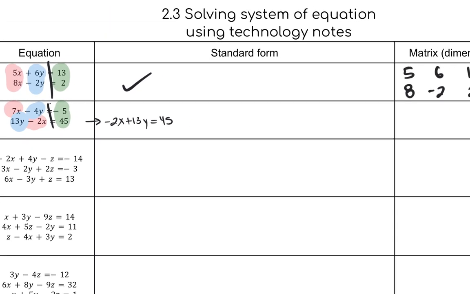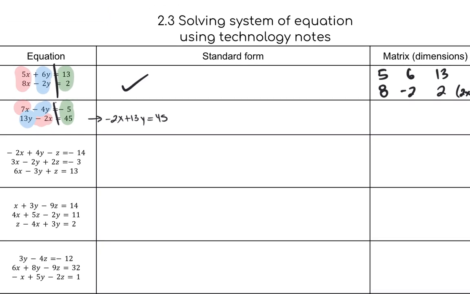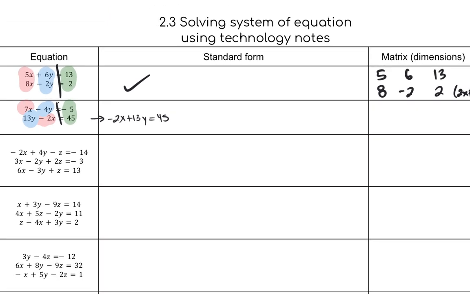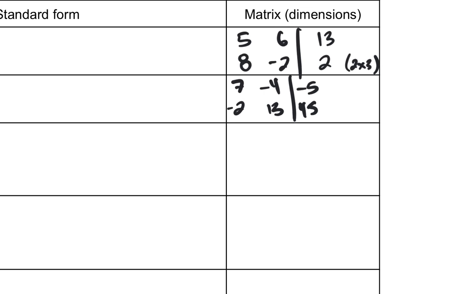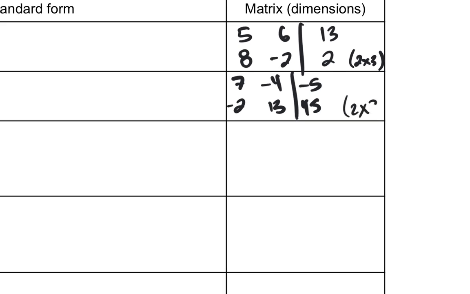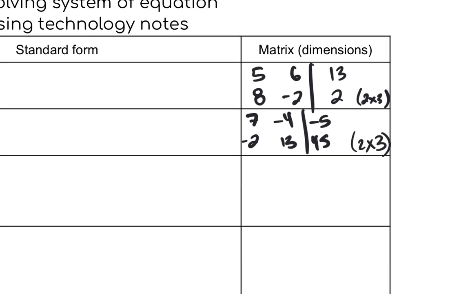Now, when I bring it over here to my matrix, I can just bring the x's, then the y's, and then after the equal sign, I have -5 and 45. Dimensions are the same. I have 2 rows, 3 columns. For the dimensions, we do rows by columns.